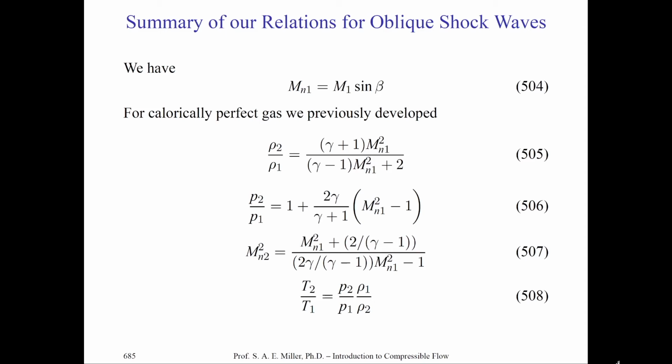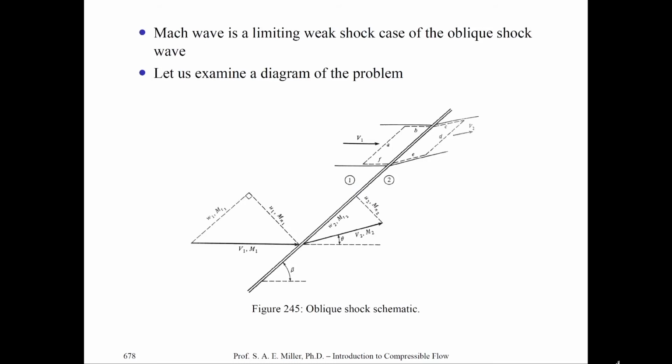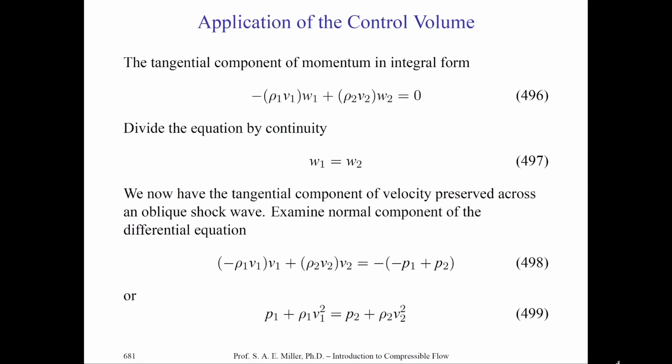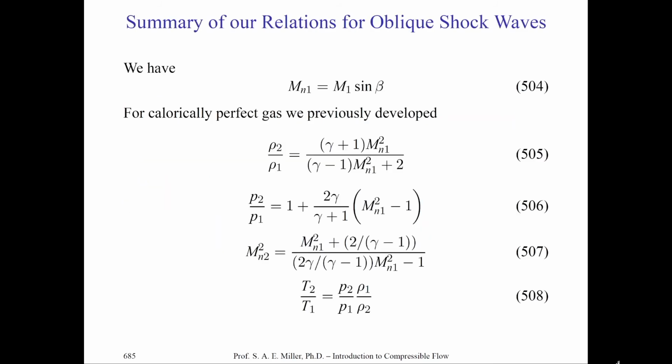This equation is only found from trigonometry, shown here on the left lower part of figure 245. You can see we have Mn1 and M1. The wave angle beta here is the angle between Mn1 and M1, of course. So you don't have to do anything except trigonometry to find that angle. Simple. Now the other equations are found like I just described.